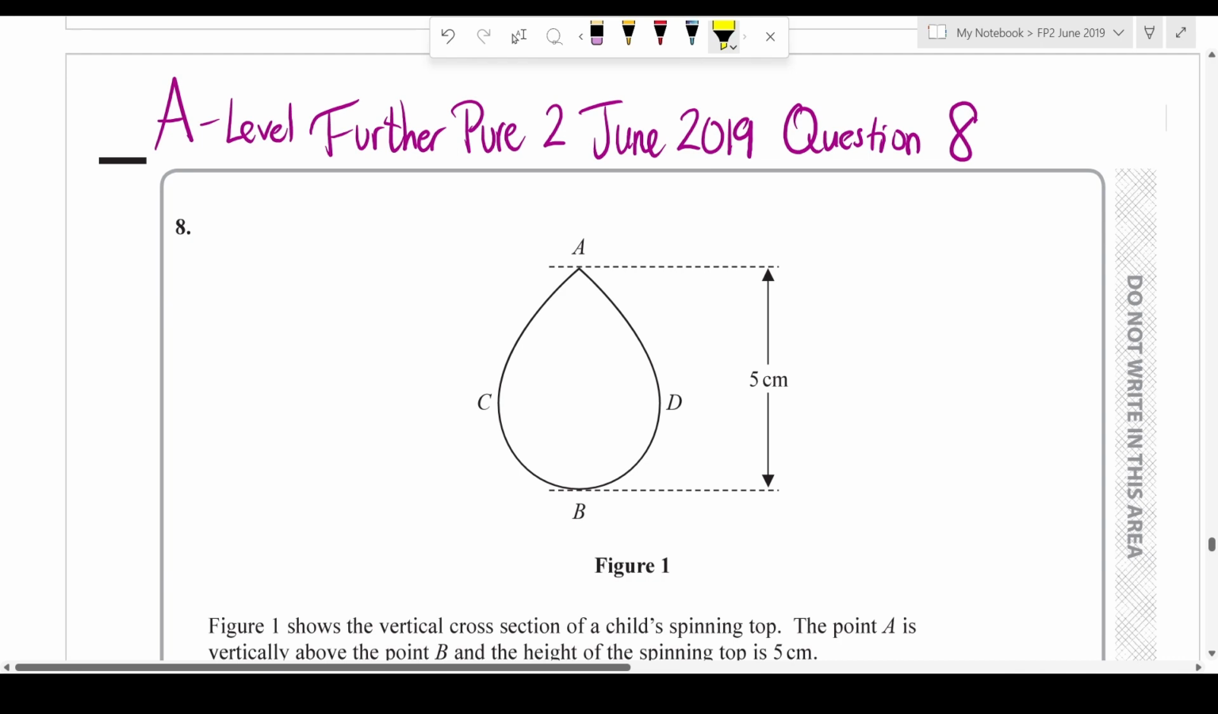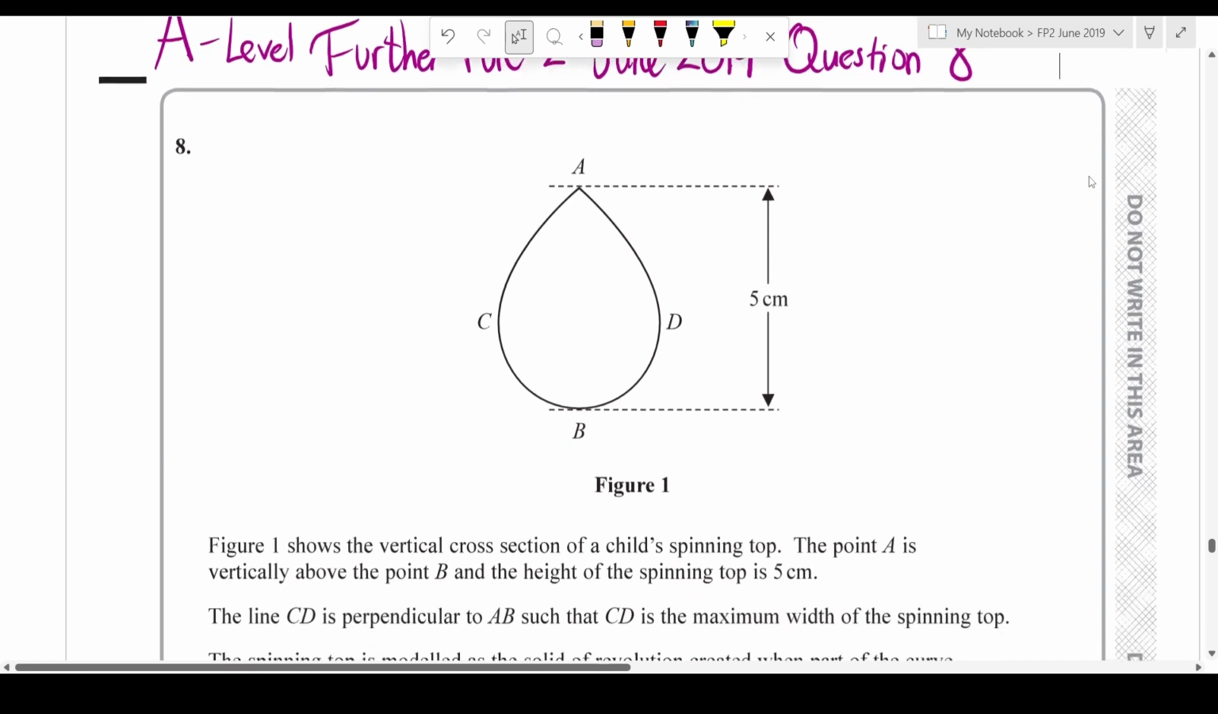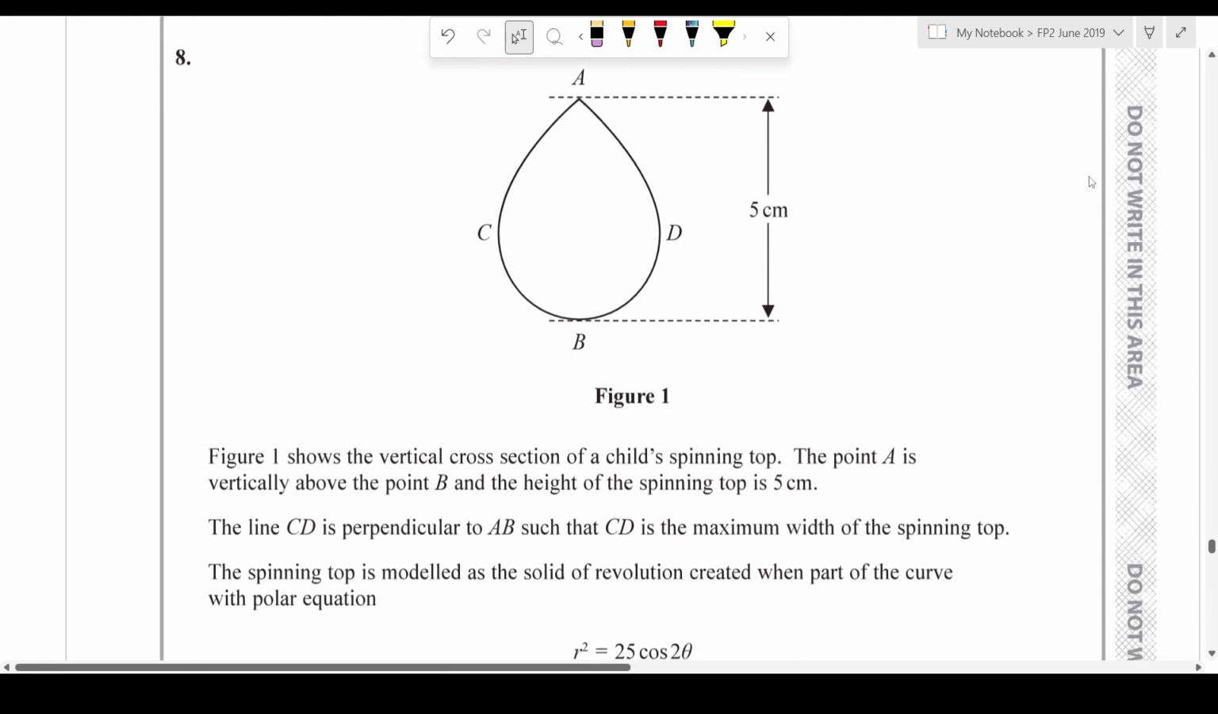Right, okay, so let's give this question 8 a go. Well done if you've managed to get this far. So we've got a raindrop looking thing. We've got a vertical cross section, so that means we're looking at it standing up. Or a child's spinning top. I want to Google one of those, just to get a bit of a picture of what they are. You'll know what it is when you see it.